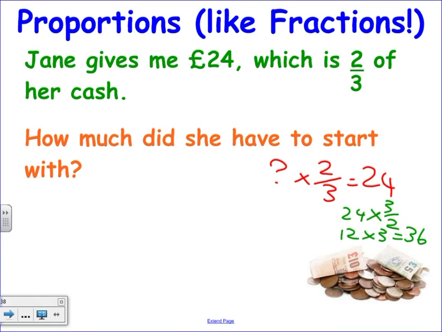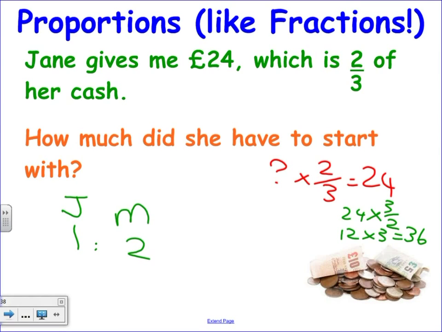Okay? Because we know what a proportion is, don't we? So who have we got in our ratio? Jane and me. And what do I get? What's my part? 2 parts. So what's Jane got? 1 part. Yeah, because there are 3 parts in all. That's what a proportion is. If I get 2/3, she gets 1/3.